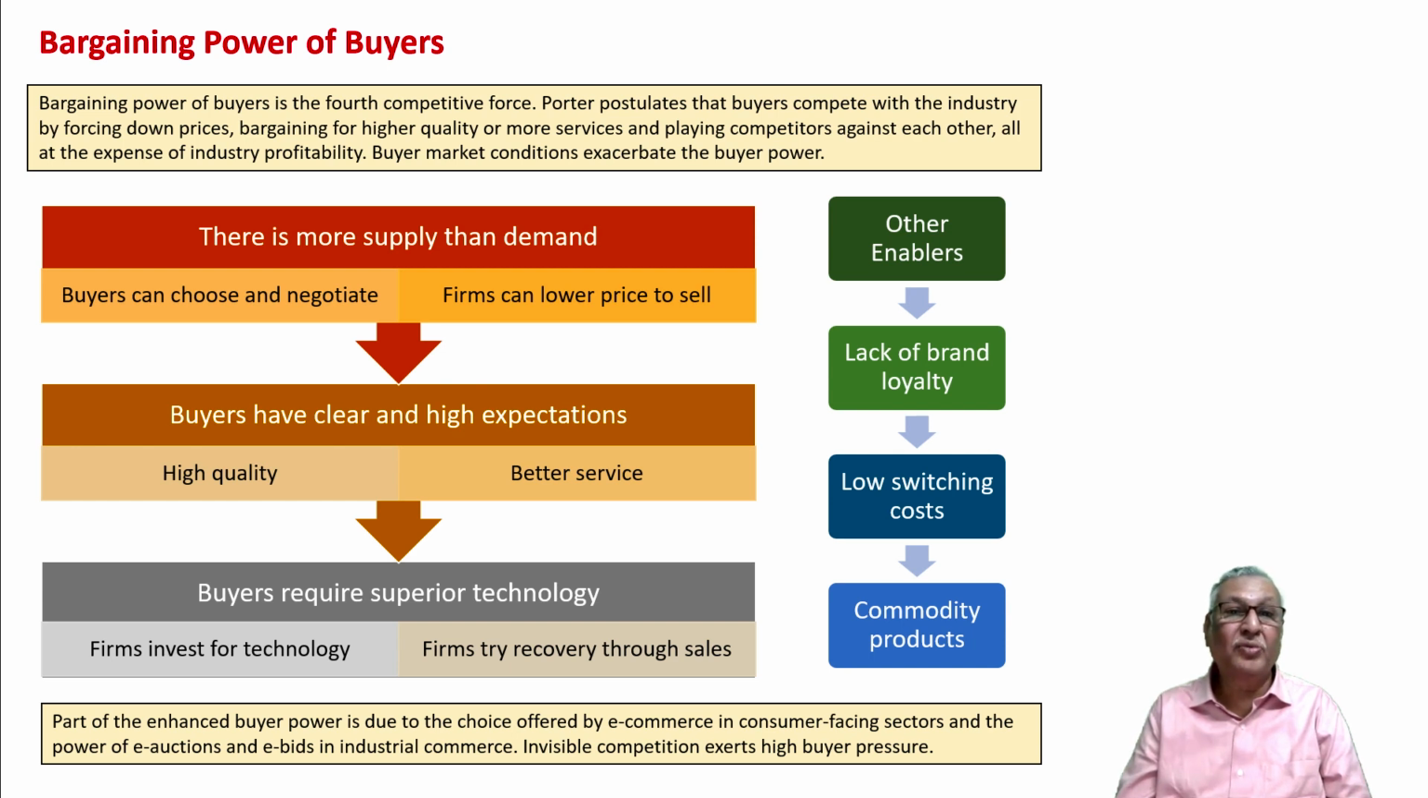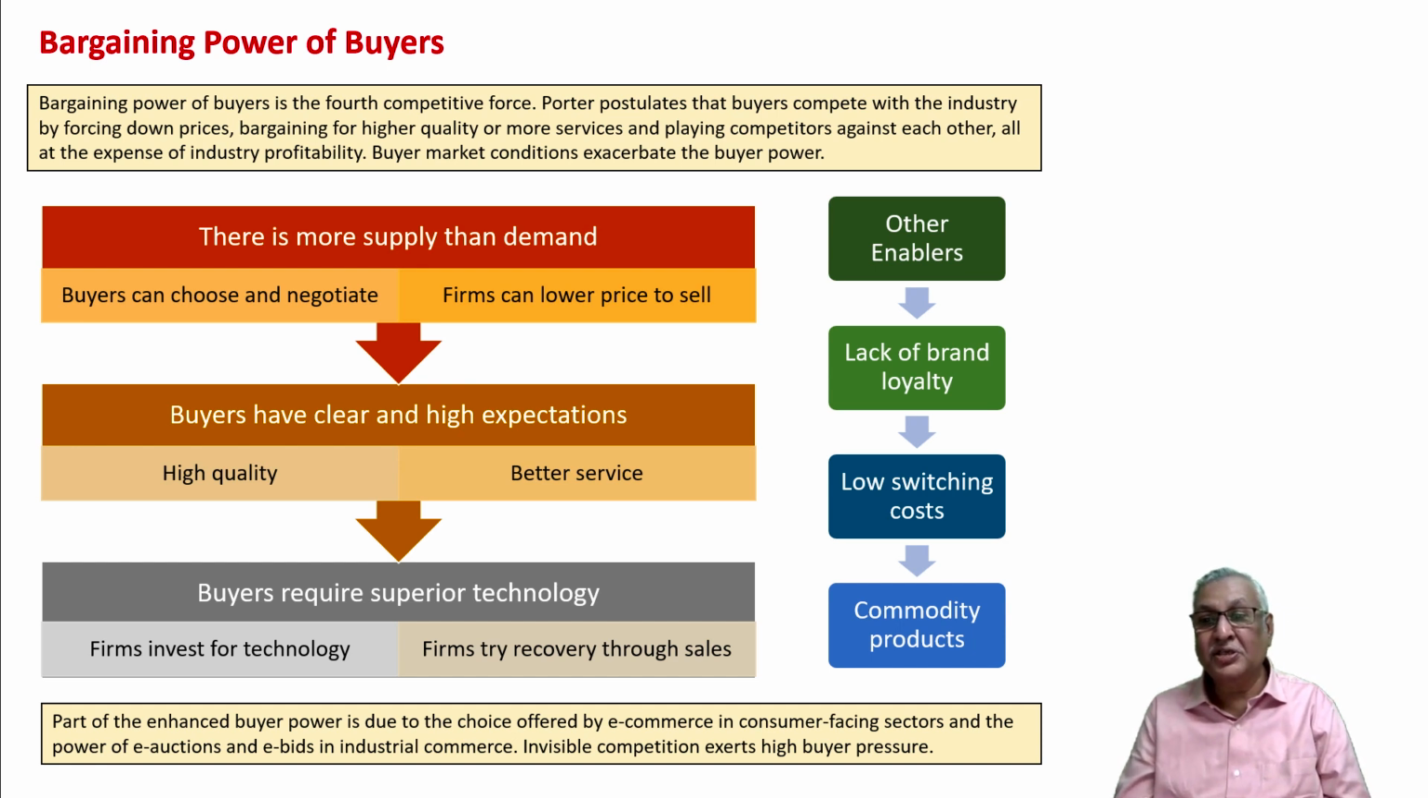Then we have the bargaining power of buyers. How is that changing in the new industrial configurations? Buyers compete with the industry by forcing down prices, bargaining for higher quality or more services, and playing competitors against one another, all at the expense of industry profitability. Buyer market conditions exacerbate the buyer power. If there is more supply than demand, buyers can choose and negotiate. Firms can lower price to sell. Buyers then have clear and high expectations of high quality and better service. And buyers also require superior technology. Therefore, firms are forced to invest in technology. Firms try to recover that through higher sales.